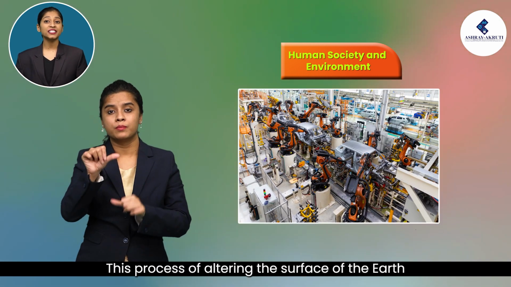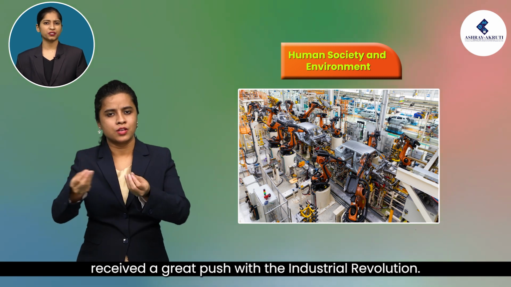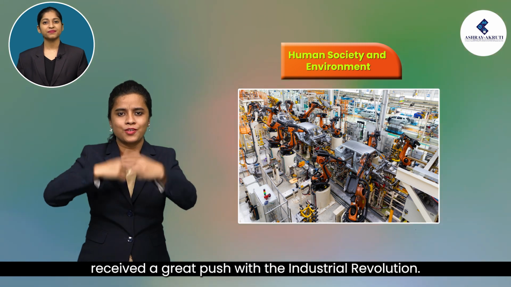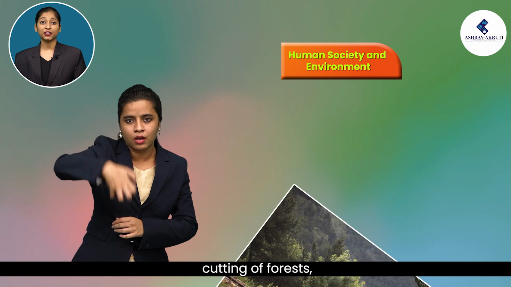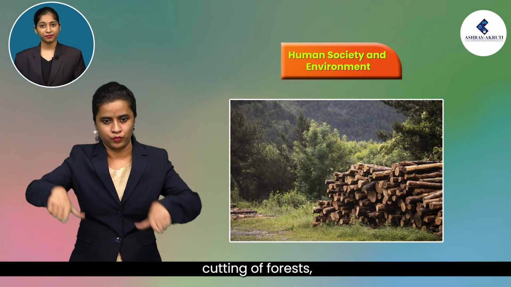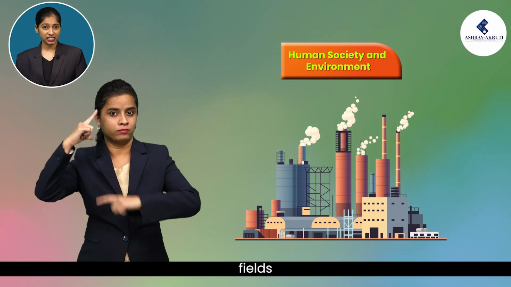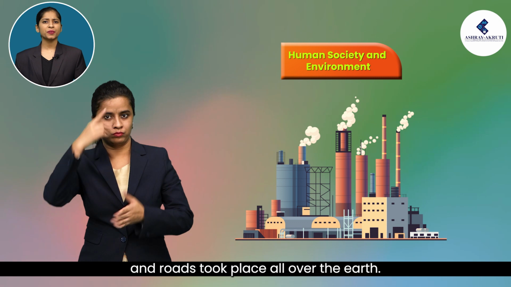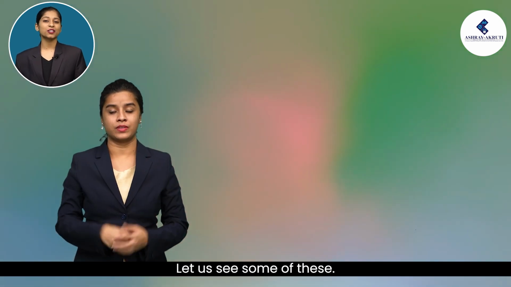This process of altering the surface of the Earth received a great push with the Industrial Revolution. Systematic mining, cutting of forests, and building of factories, fields, and roads took place all over the earth. Let us see some of these.